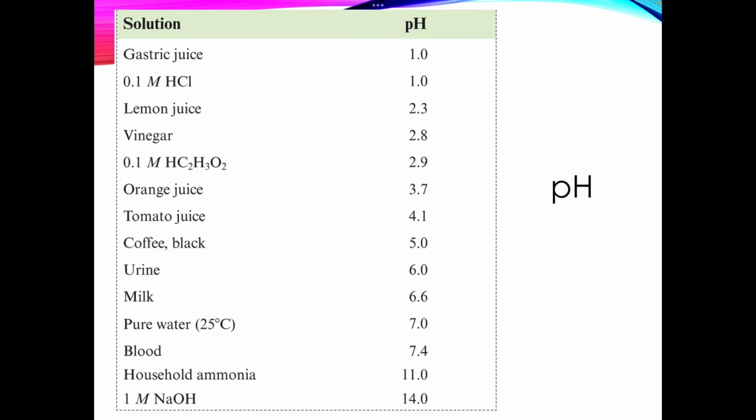So the first one is gastric juice. That means the stuff in your stomach, so our stomach acid. That has a pH of 1.0. I know that doesn't sound very impressive, but that means it's really, really acidic. That means it's the same as 0.1 molar hydrochloric acid, which we work with in lab. And I tell you, make sure to use all this caution, rinse your hands, all of that stuff.